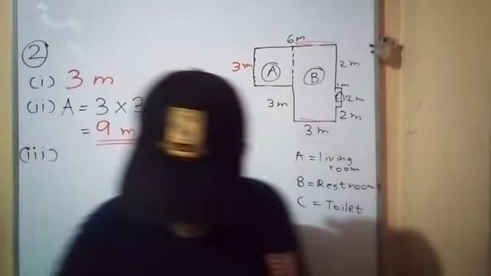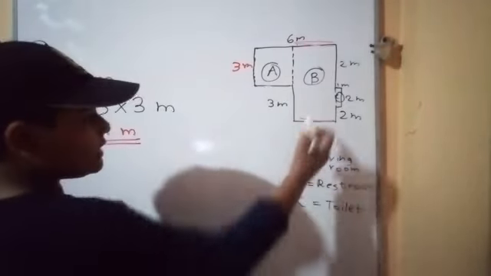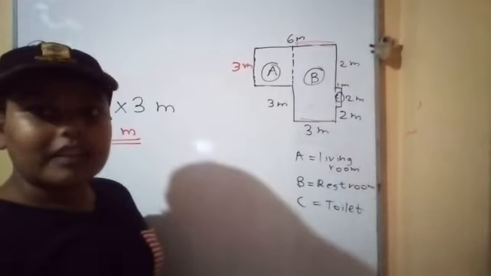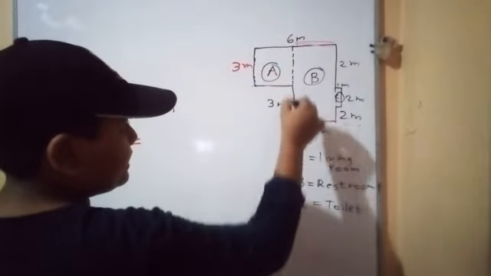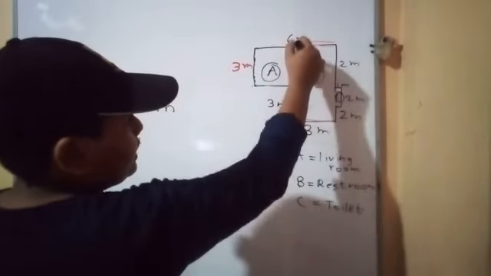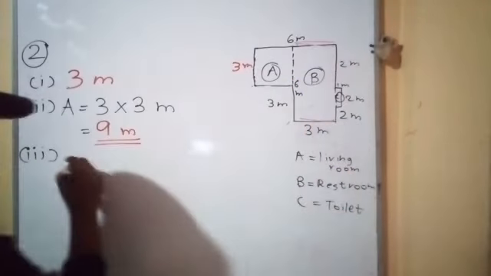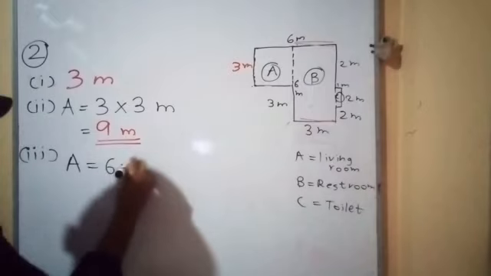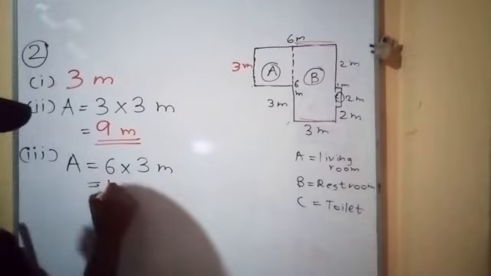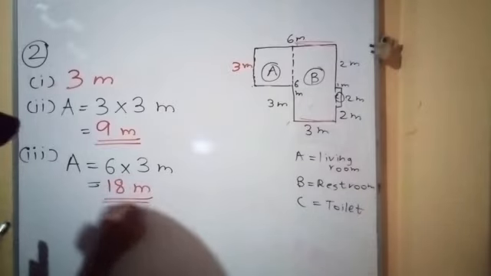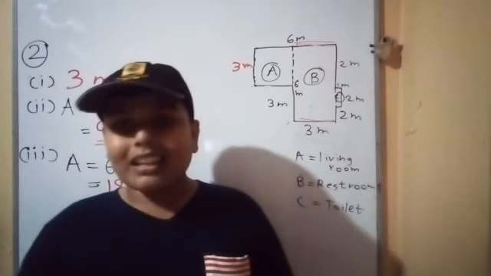Third one. Find the area of the room. What is the area of the room? Now this is the room. Now you know this side is 3 and this side is 3, so that means this side is 6 meters. And the area is 6 multiplied by 3 meters. That means 18 square meters. Yes, now that is like that.